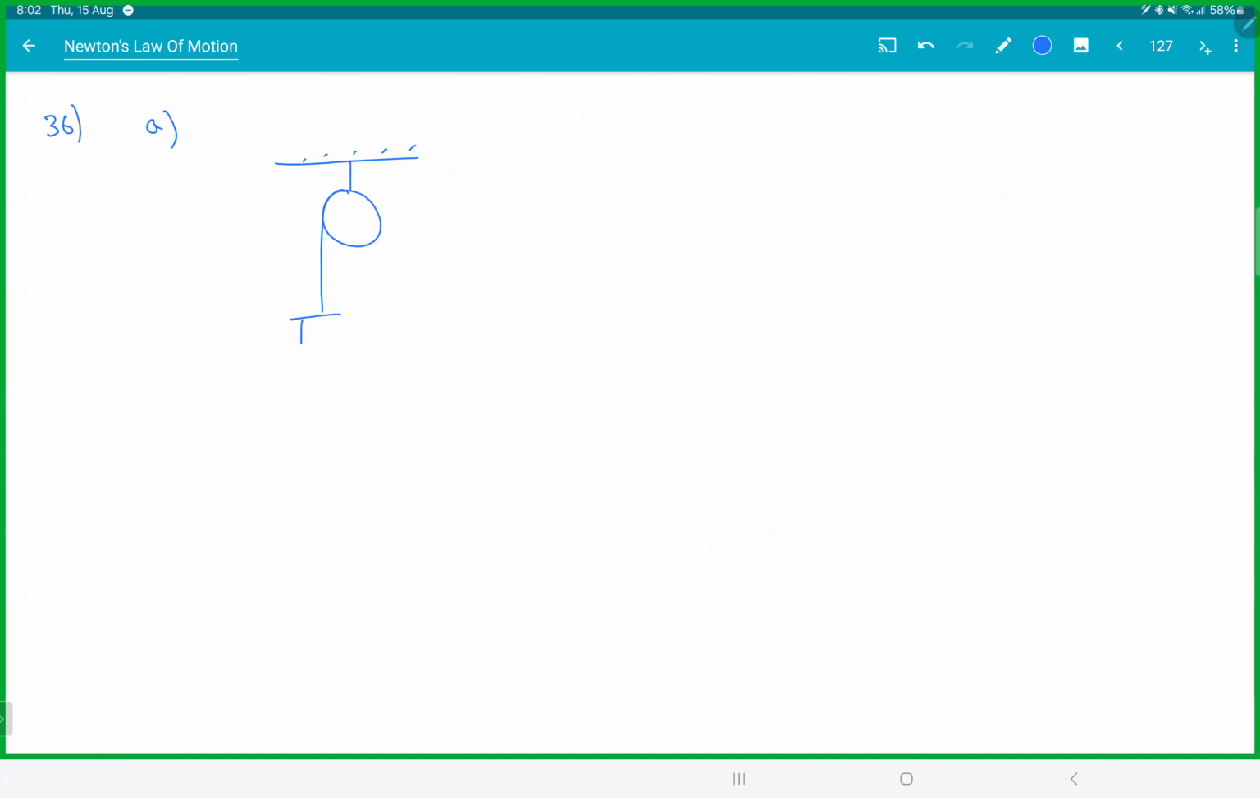We have a pulley here. We have block M1. We have block M2. This is called an Atwood machine. So sometimes you'll hear this word. It is simply a pulley and two blocks. Standard question: find acceleration and tension in the strings.